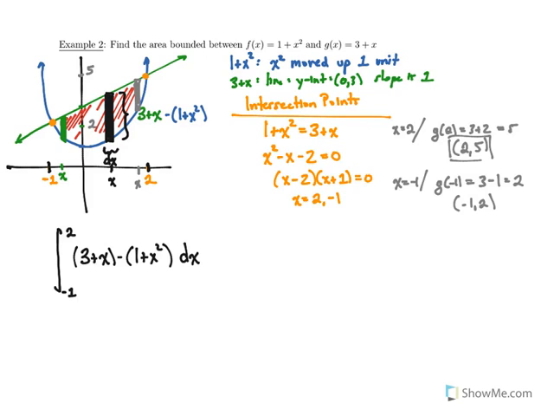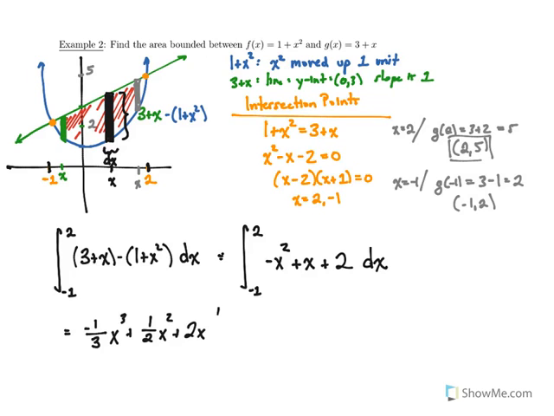And now we have translated this problem into a definite integral that we can solve with methods that we've seen before. So let's do that. This is going to be the integral from negative 1 to 2. And let's just simplify. Let's distribute that negative. This is going to give us negative x squared plus x plus 2 dx. The antiderivative is negative 1/3 x cubed plus 1/2 x squared plus 2x, evaluated from negative 1 to 2.